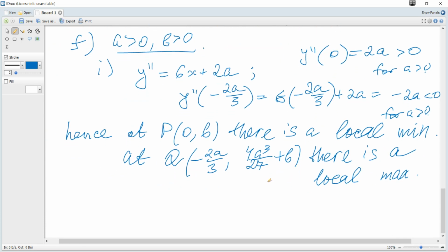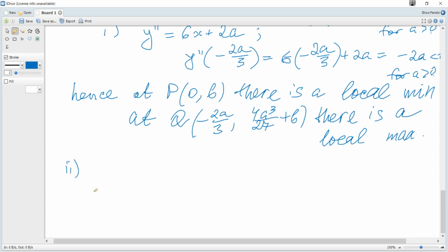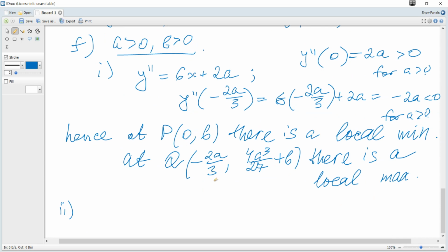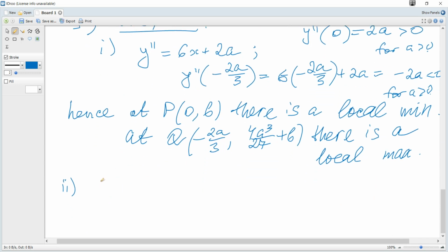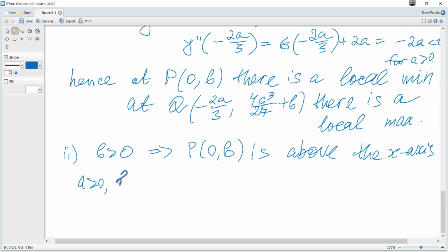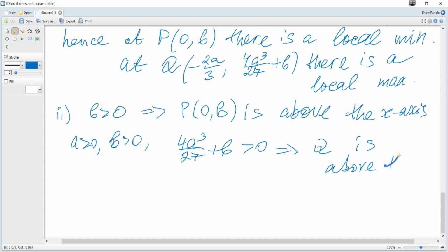So that's F I and F II. Determine whether each point is located above or below the x-axis. 1 mark. Since a is greater than 0 and b is greater than 0, you can see that b is greater than 0, hence P (0, b) is above the x-axis, and since a is greater than 0 and b is greater than 0, 4a cubed over 27 plus b is greater than 0, hence Q is also above the x-axis.